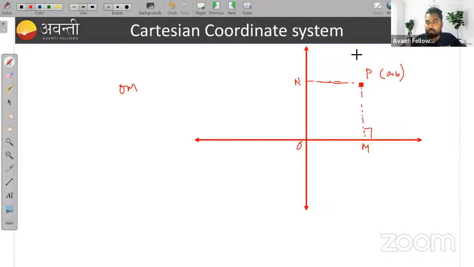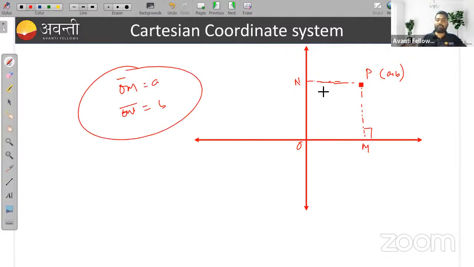Guys, am I audible now? Okay. So OM, what is the length of OM? That is a, and the length of ON is b. These are the things we have studied in the last classes, and this OP length, by using the Pythagoras theorem, is under root of a squared plus b squared, right? This is all about the Cartesian coordinate system we have studied in the previous classes.